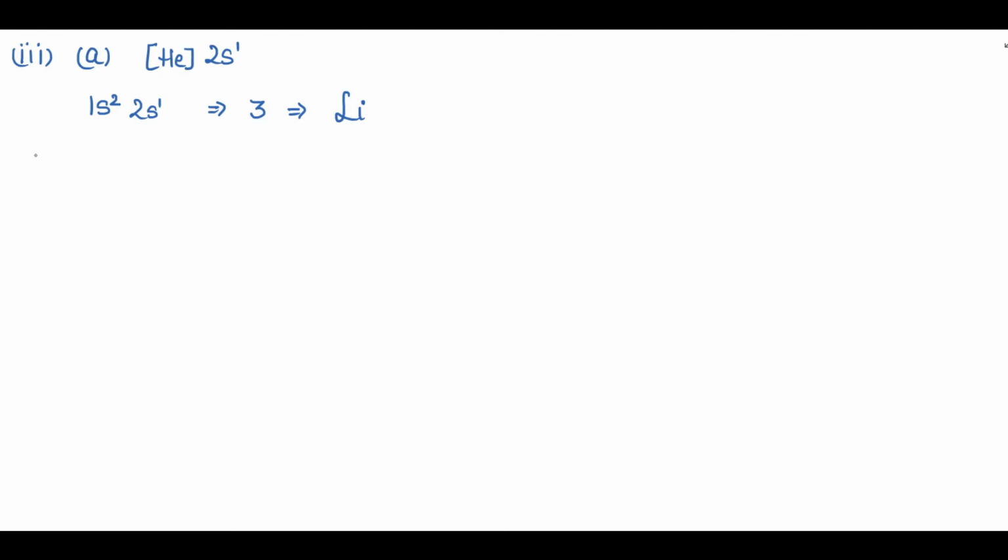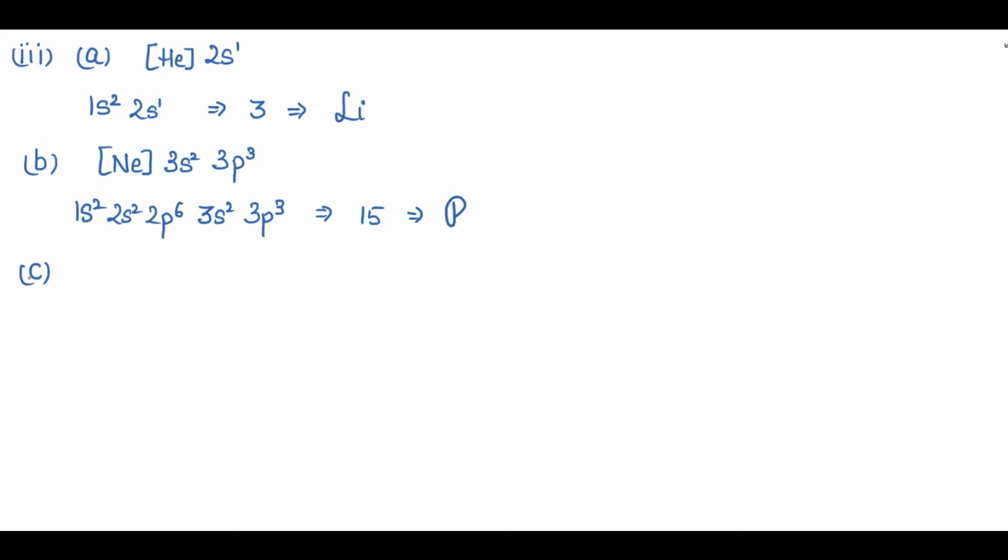Now let's see the next one, that is neon 3s2, 3p3. First of all, you'll write the electronic configuration of neon over here. So 1s2, 2s2, 2p6. Now these two, 3s2, 3p3. Count the number of electrons. 2 plus 2, 4, 4 plus 6, 10, 10 plus 2, 12, 12 plus 3, 15. So an element or atom which carries 15 electrons is phosphorus.